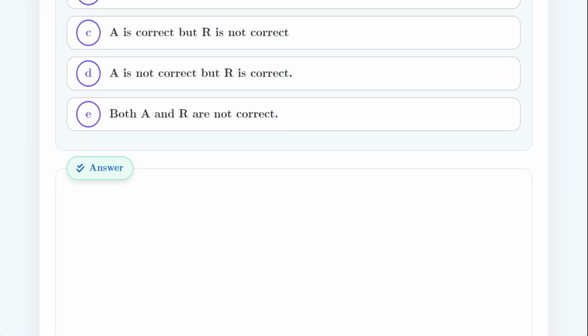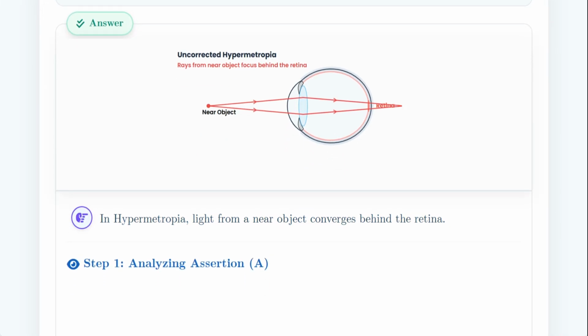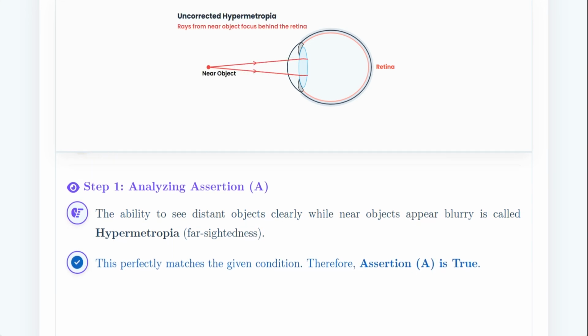Let's analyze this condition step by step. Look at the diagram. When near objects appear blurry but distant objects are clear, the condition is called hypermetropia or farsightedness. Let's check assertion A. The statement perfectly describes the symptoms of hypermetropia. Therefore, assertion A is true.